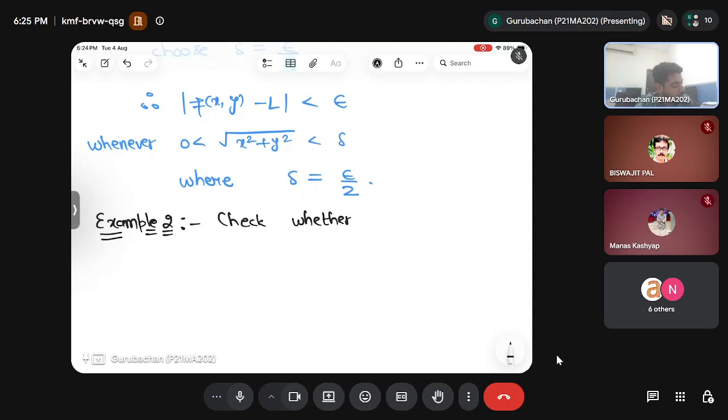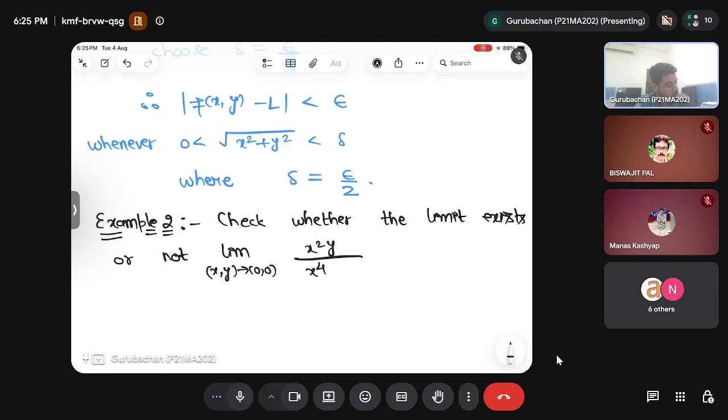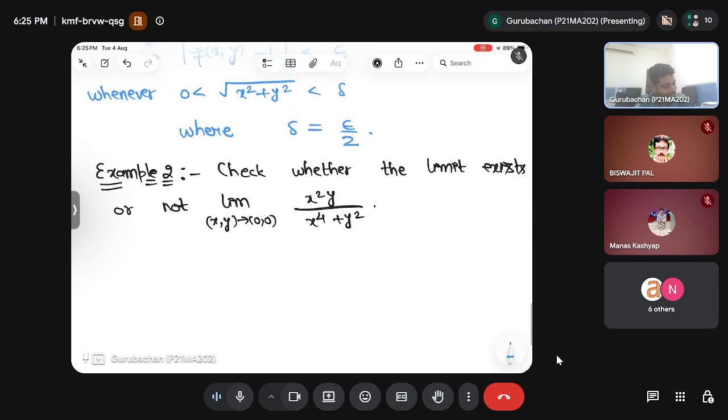So check whether the limit exists or not. I'm talking about the limit as (x, y) tends to (0, 0) of x square y divided by x to the power 4 plus y square. Can anybody tell me what can be the two different paths over which I can show that this limit does not exist? y equal to x square.